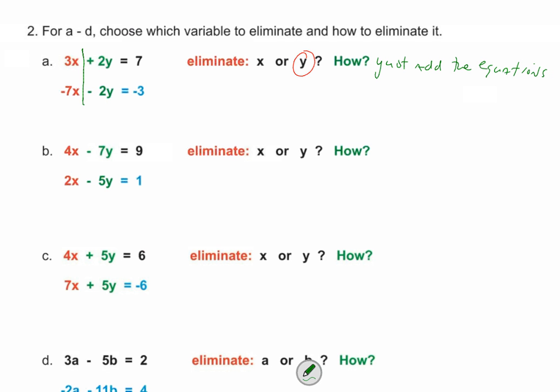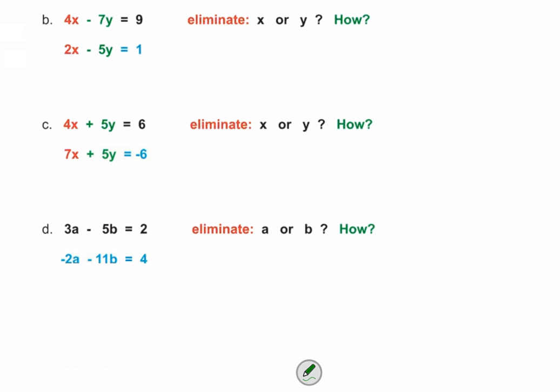Our y's are all set to add, aren't they? Positive 2y and negative 2y equals 0. Whoosh, y's are gone, eliminated. Goodbye, y. Nice knowing you. All right, easy choice on that one. Very easy. Piece of cake choice. Questions on that? That was a nice one. That was obvious. Okay, second example.